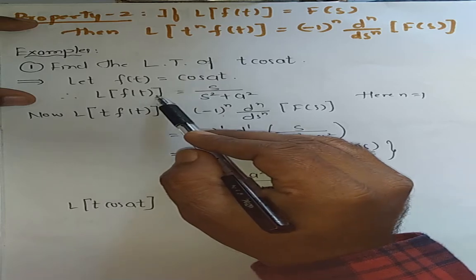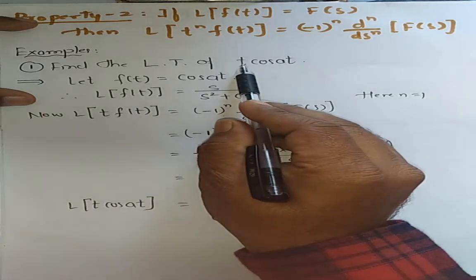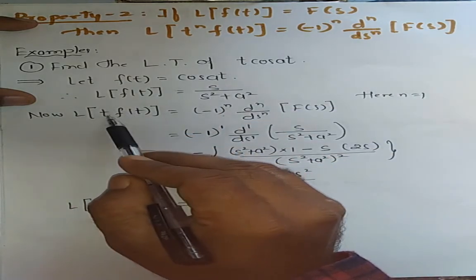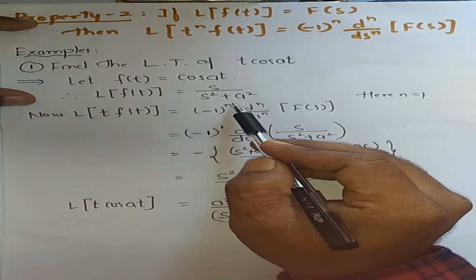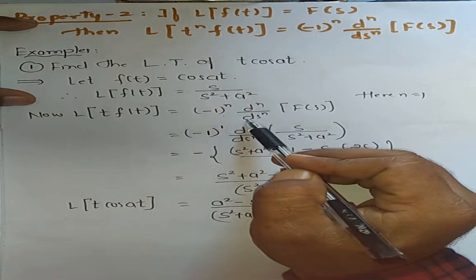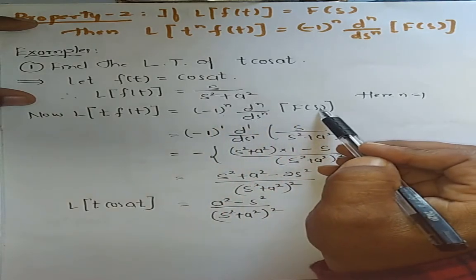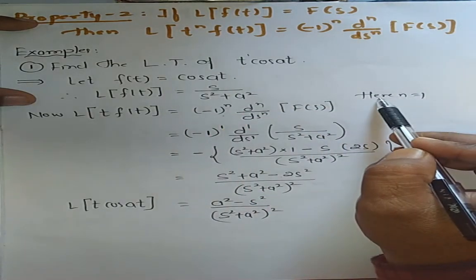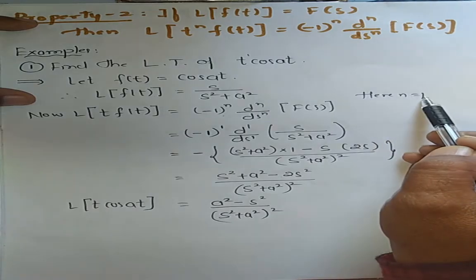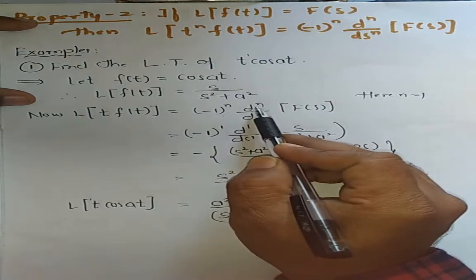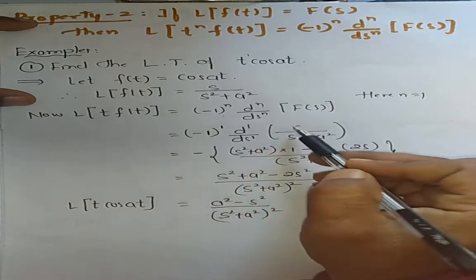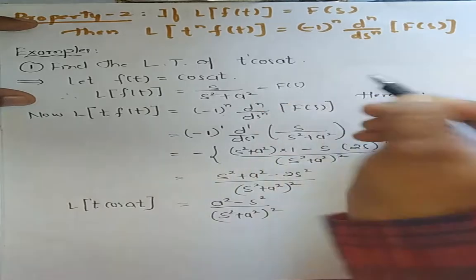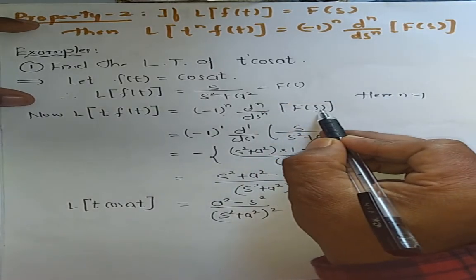After this, you have to find the Laplace of the product of these two functions. The formula is (-1)^n d^n/ds^n F(s), where n is equal to what? It has a power of 1, so n is equal to 1. Apply n equal to 1 here, so d^1/ds^1 of F(s), and F(s) is nothing but this function. Use this F(s) here.